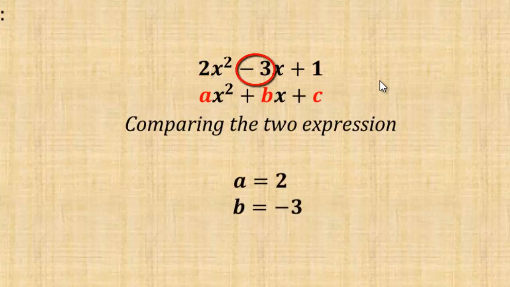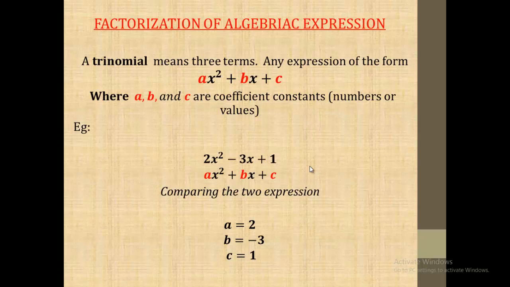And then what is our b? Our b is going to be negative 3, because we are looking at everything attached to x, and the negative is also part of the 3. So we have b to be negative 3. And then c is 1, because that has no x. I'm betting from here you understand how to find a, b, c, because we are going to use them to help us solve for factorization.